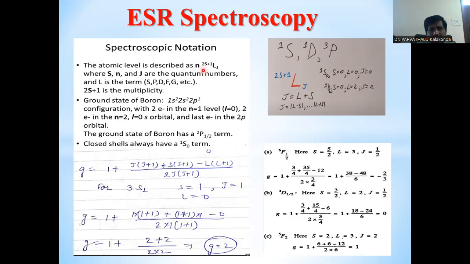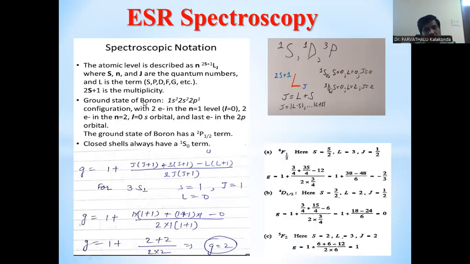What is N? N is the state. S is the spin, and 2S plus 1 is also called the multiplicity. Very, very important. If spin is half, what is the multiplicity? 2. If spin is 3 by 2, multiplicity is 4. If S is 0, then what is the multiplicity? If S is 0, it is 1.